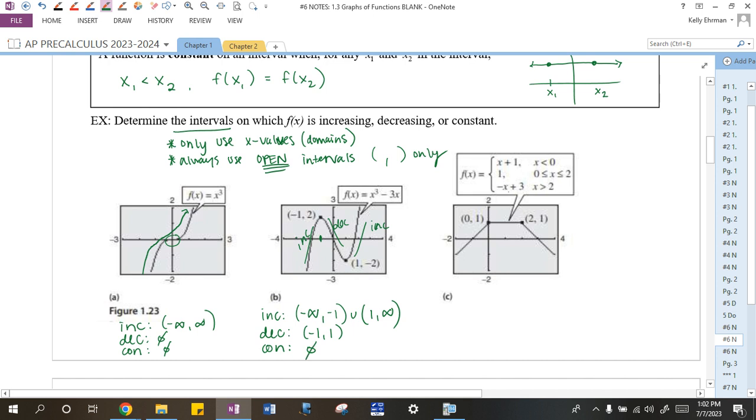And then this little piecewise graph here, we can see it's got a positive slope, then a 0 slope, and then a negative slope, confirmed here in our equation. So the graph is increasing on the left from negative infinity until the x value 0. The graph is constant from 0 to the x value 2. And the domain for decreasing is 2 to infinity.